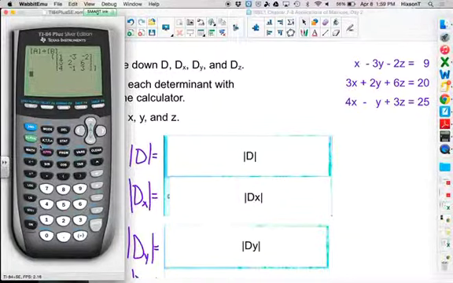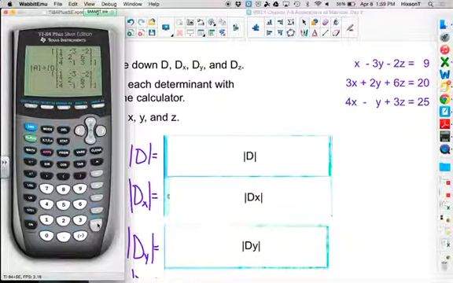Alright, so second matrix, A, STO, second matrix, C, store it in that. You can even use entry if you want. Okay, and there we have it.